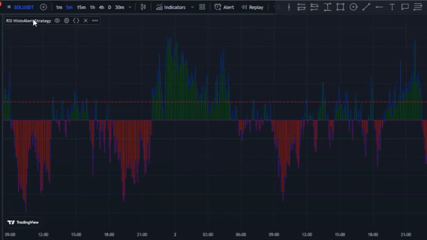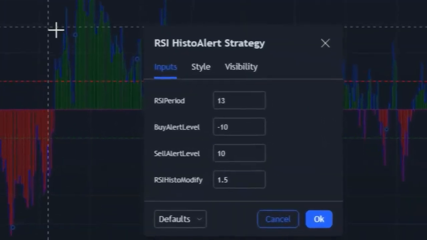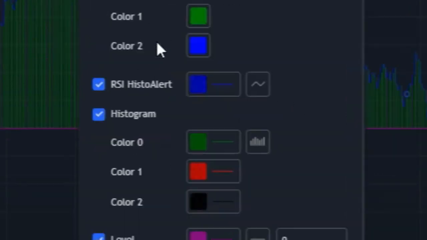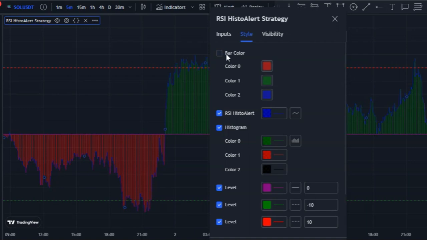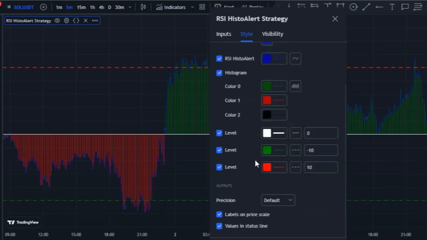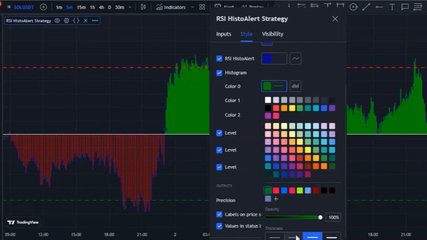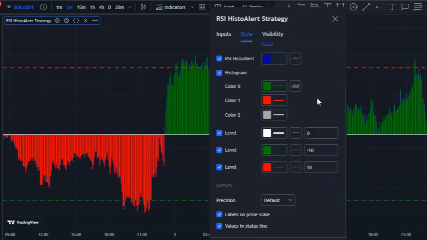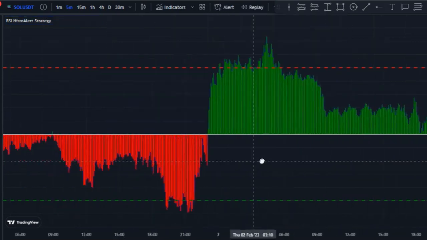Now you need to apply special settings on the RSI historical indicator. So in the settings section and in the Inputs tab, change the RSI period to 144 and disable the bar color. In the style section, change the color 0 to green and make it a little thicker. And after that, change the color 1 to red and also make it a little thicker. And finally, change the color 2 to white.